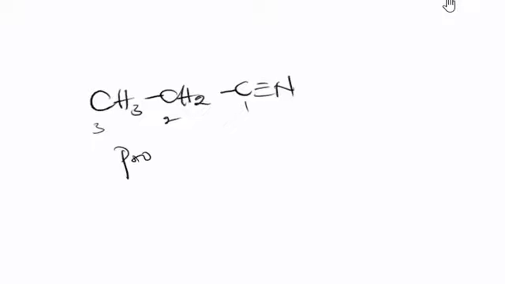So for this structure, what will be the name of this compound? All right, so this will be carbon 1, this will be carbon 2, this will be carbon 3, and then this is propane, right? Propane nitrile. So as simple as that.